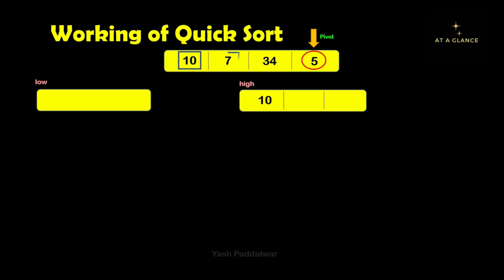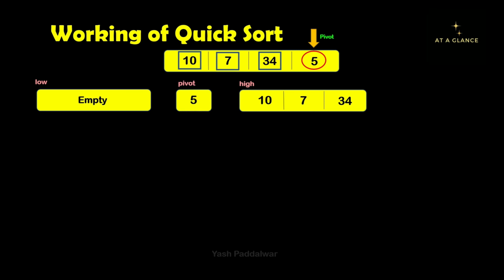Here 10 is greater than the pivot element, so append it in high. Next element is 7, which is greater than the pivot element, again append it in high. Next element is 34, again it is greater than the pivot element, append it in the array named high. Now as you can see, all the elements are compared. Our low array is now empty.